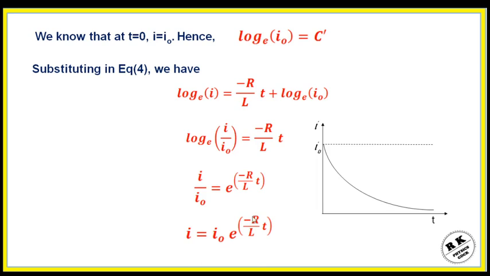If we plot the graph, taking current on the y-axis and time on the x-axis, it will monotonically decrease as shown in the figure. This dotted line shows the maximum value present at the beginning. As time passes, the current in the circuit decreases exponentially as shown in the figure.